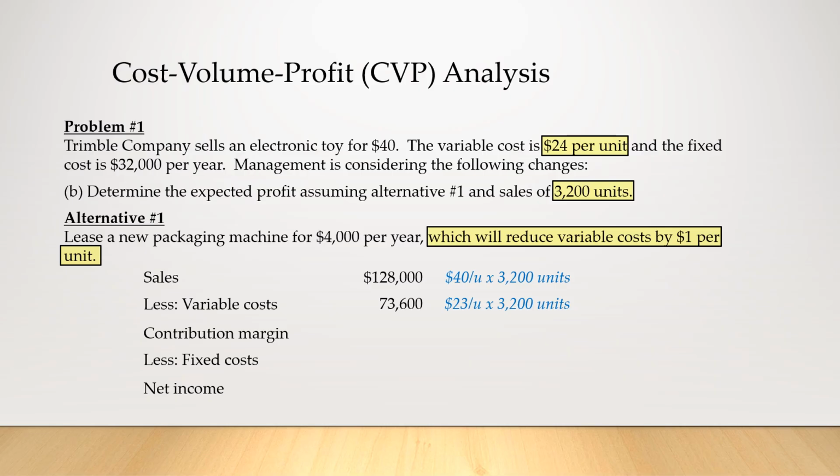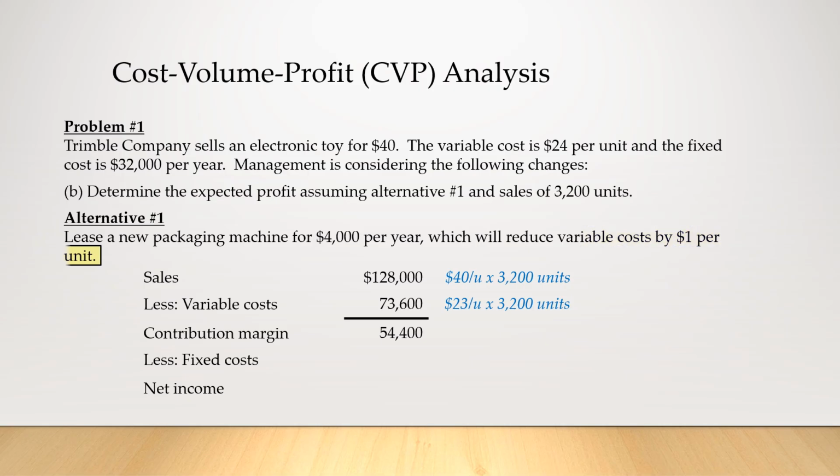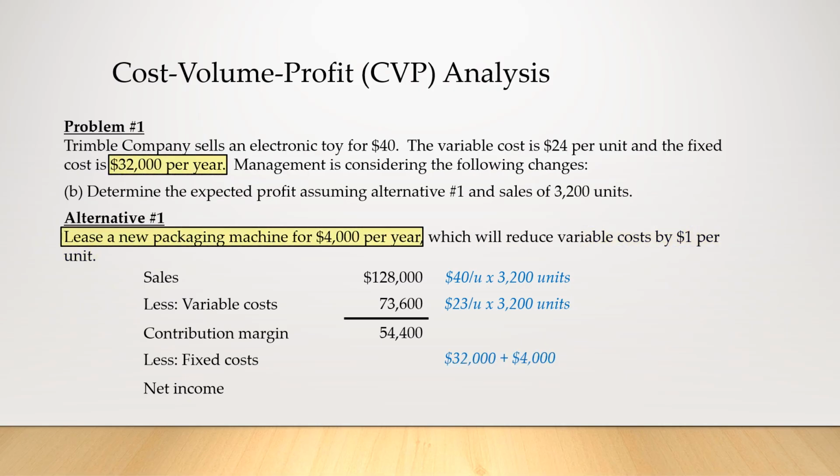The total contribution margin, $54,400. Trimble's base fixed costs are $32,000. But this new machine will increase that cost by $4,000. So revised fixed cost comes to $36,000. The expected profit under alternative 1, $18,400.